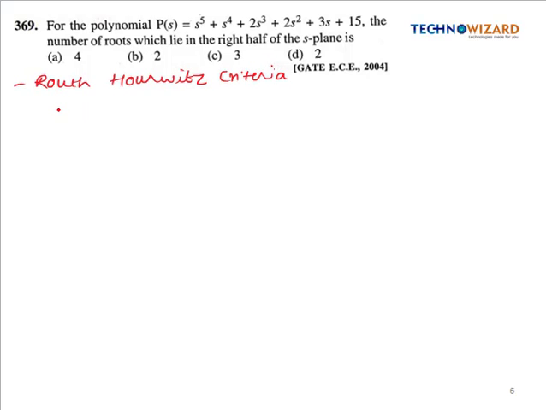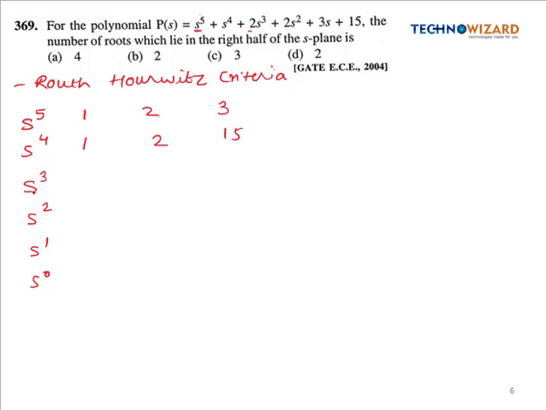Now we will see how many sign changes there are in the first column of the Routh array. Let's solve this. In the RH criterion we write the powers of s in decreasing order: s^5, s^4, s^3, s^2, s^1, s^0. Now substitute the values alternately: 1, then 2, then 3, and in the next row 1, 2, and 15.